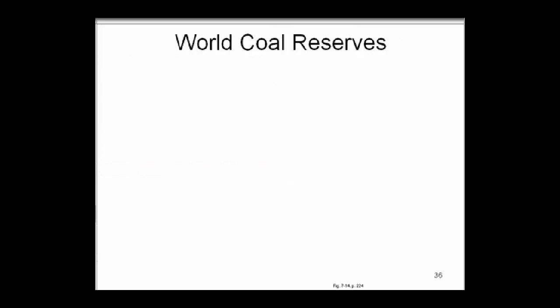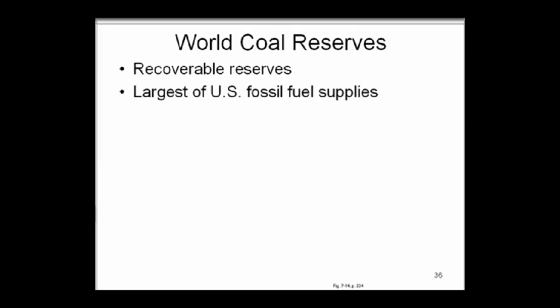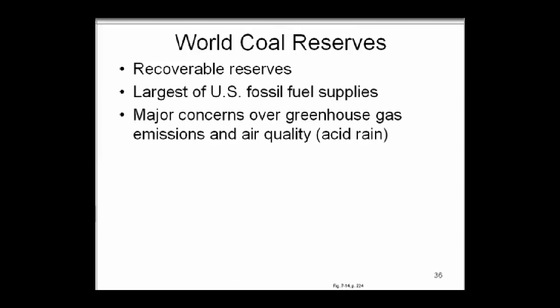Coal reserves are recoverable reserves. Again, the United States has the largest supplies, and one of the problems, though, of taking advantage of these is that there is a major concern over their probable contribution to greenhouse gas accumulation in the atmosphere and global warming. And likewise, given the presence of sulfur dioxide and nitrogen oxides in the combustion gases that come off of coal combustion, they lead to widespread acid rain damage occurring throughout areas downwind of coal-fired power plants.